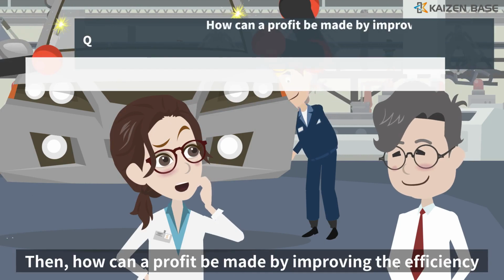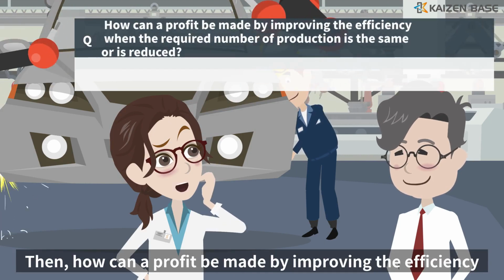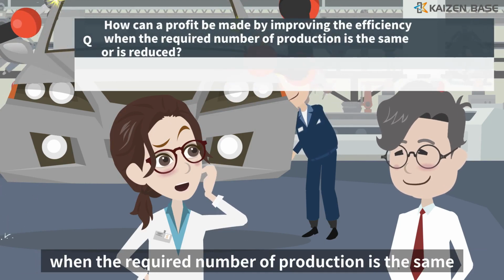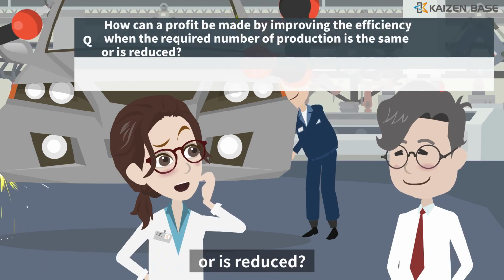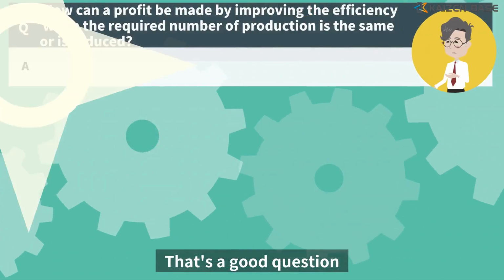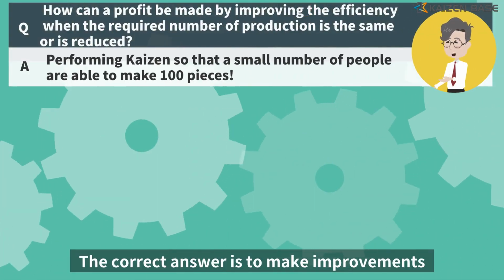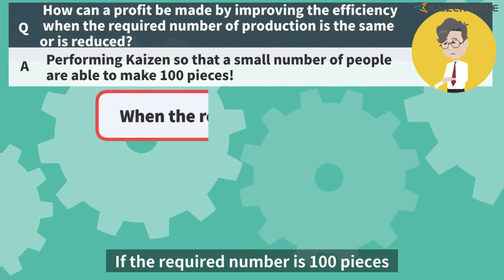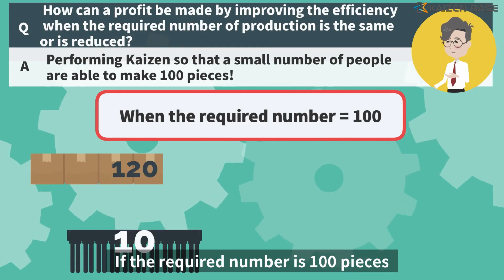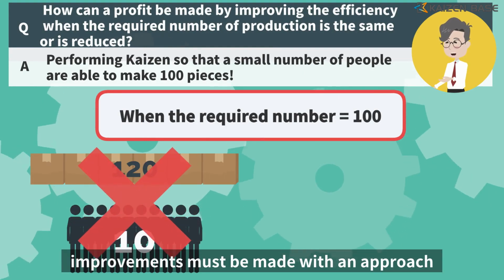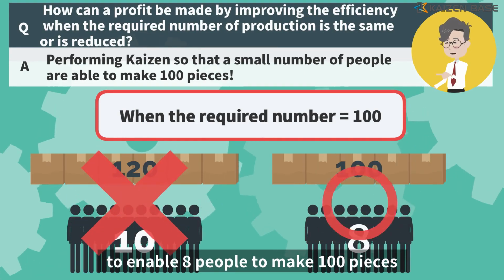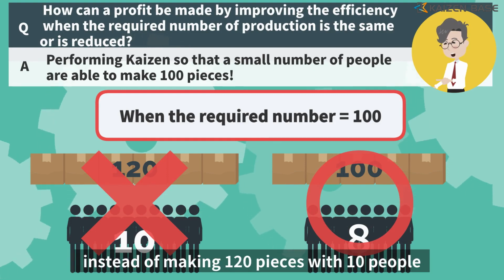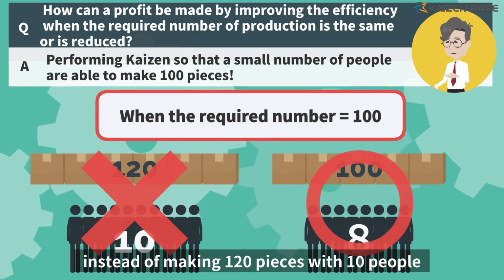Then, how can a profit be made by improving the efficiency when the required number of production is the same or is reduced? That's a good question. The correct answer is to make improvements so that a small number of people can make 100 pieces. If the required number is 100 pieces, improvements must be made with an approach to enable 8 people to make 100 pieces instead of making 120 pieces with 10 people.